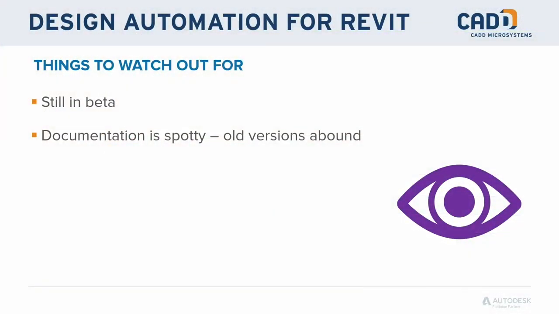If you do a Google search for something, you may get answers that are 2 years old, and the Forge API has been changing and updating so quickly. Version 1 is already outdated, and version 2 is what you've got to make sure you are paying attention to.